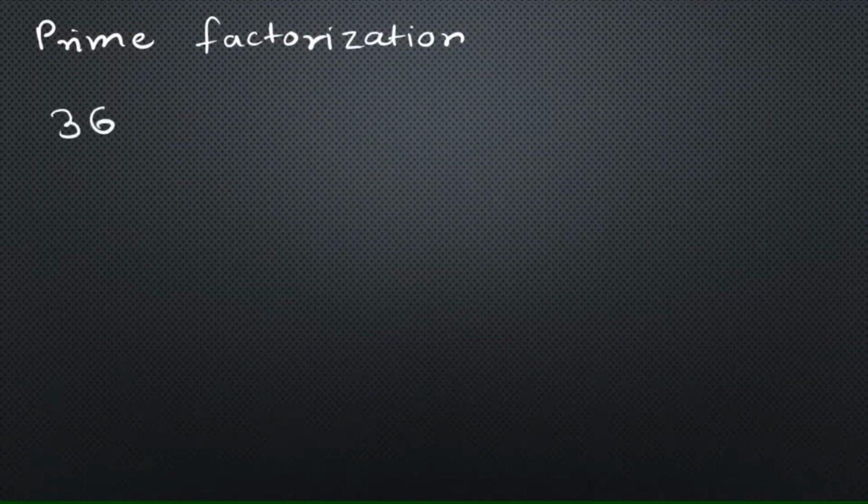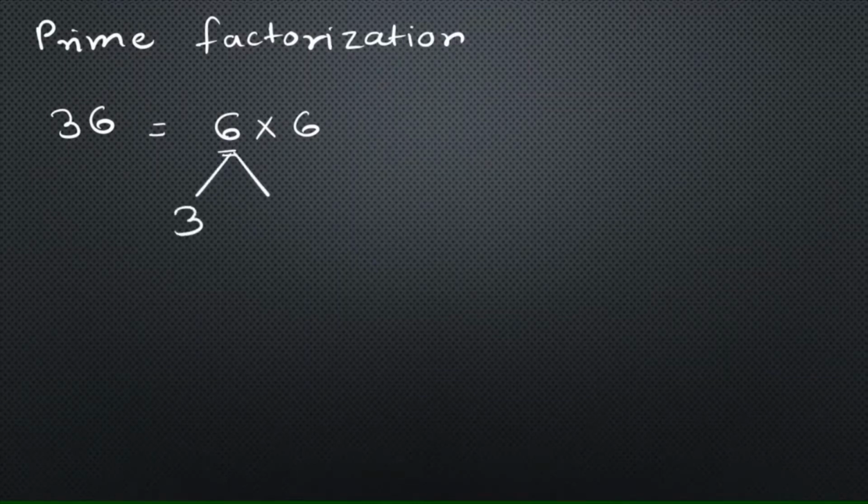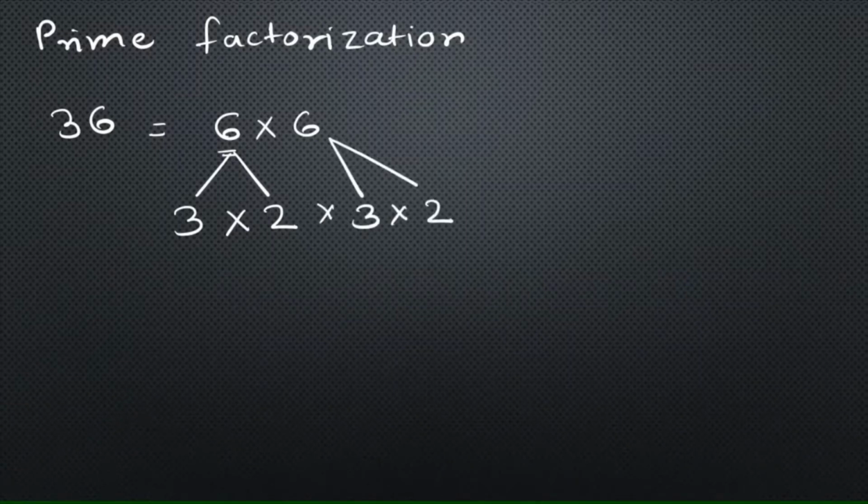36. The given number is 36 and we have to find the prime factorization of 36. So how will we find it? I take 6 and 6 because 6 times 6 is 36, correct? Now you can see here 6. Do you have any idea which two numbers, if we multiply them, will give us 6? That is 3 and 2. So I write here 3 and 2. When we multiply 3 and 2 we get 6. Here also, when we multiply 3 and 2, we get 6.